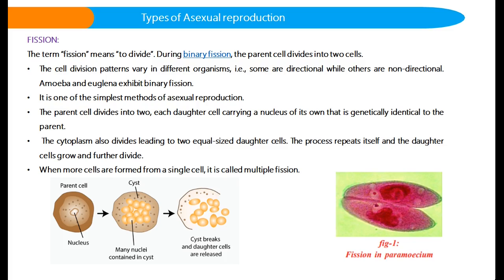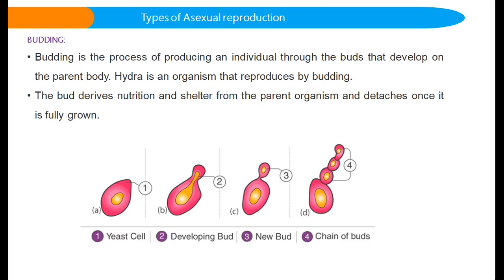When more cells are formed from a single cell, we call it multiple fission. Example, Plasmodium, the malarial parasite. Malaria is caused by the parasite called Plasmodium, and in that we can see multiple fission, where one single cell divides into many daughter cells.